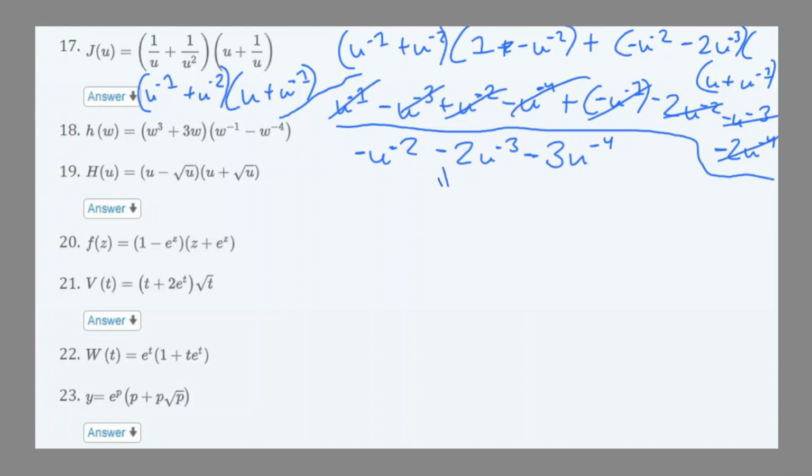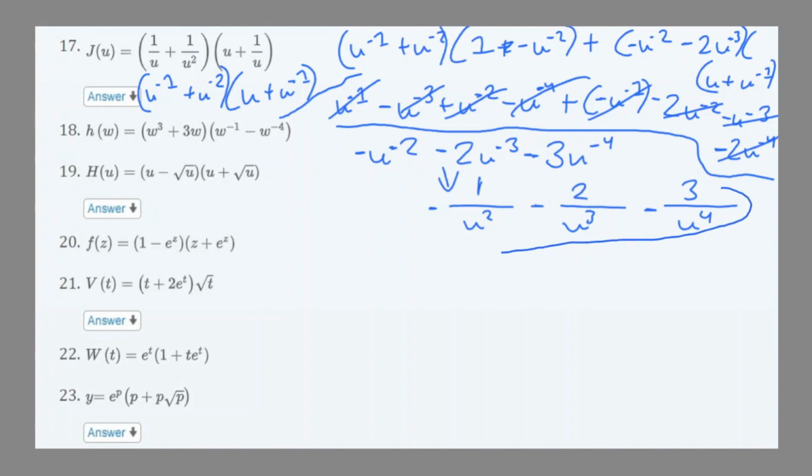And now if we simplify, or rather put it in a form without negative exponents, we would get negative 1 over u squared, and then negative 2 over u cubed minus 3 over u to the fourth power. And that would be your final answer.